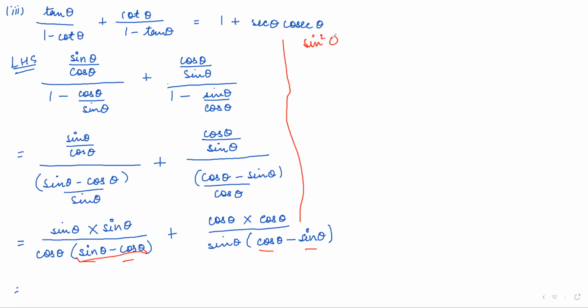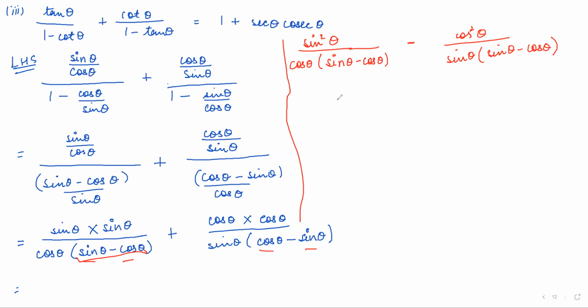This becomes sine square theta divided by cos theta into sine theta minus cos theta. Now here, if I take the minus sign outside, that minus and this plus will become minus. So I have a minus now. Got it? And here I have cos square theta divided by sine theta into, so this now becomes sine theta minus cos theta. All right.